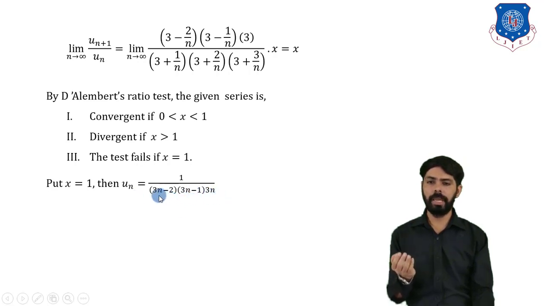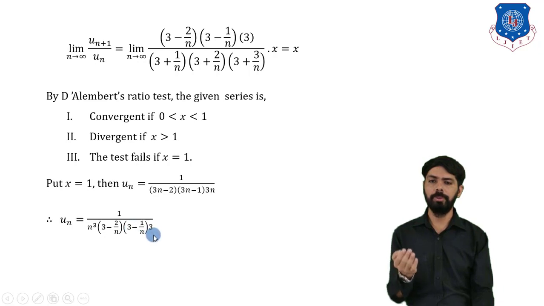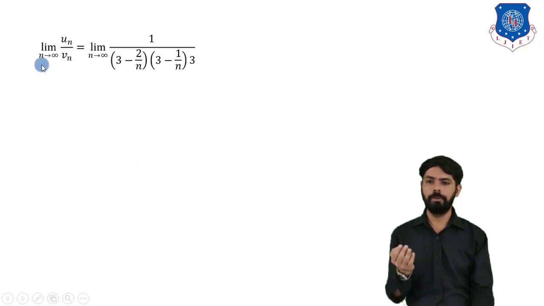Now here we will take n common from this bracket, same way from this bracket. Therefore un is equal to 1 divided by n cube into 3 minus 2 divided by n into 3 minus 1 divided by n into 3. Now let Vn is equal to 1 divided by n cube. Therefore limit n tends to infinity of un divided by Vn is equal to limit n tends to infinity of 1 divided by 3 minus 2 divided by n into 3 minus 1 divided by n into 3.